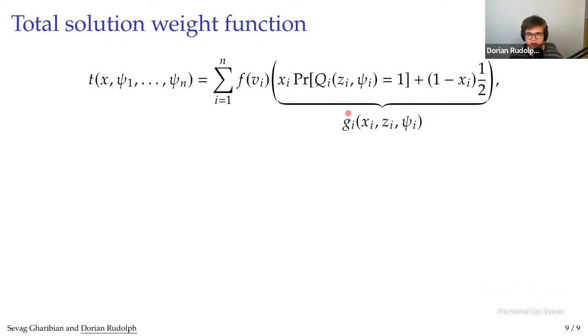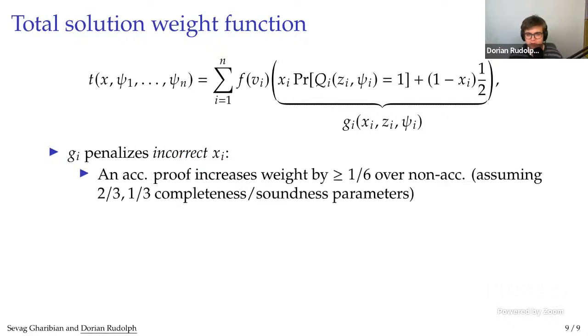Gi is defined such that if xi is equal to 1, then gi is the acceptance probability of the circuit qi. If xi is equal to 0, then gi is set to 1/2. Therefore, gi penalizes an incorrect xi. In the yes case, there is a proof that is accepted with probability at least 2/3. So by choosing xi correctly, we can increase gi by at least 1/6 compared to the incorrect xi.